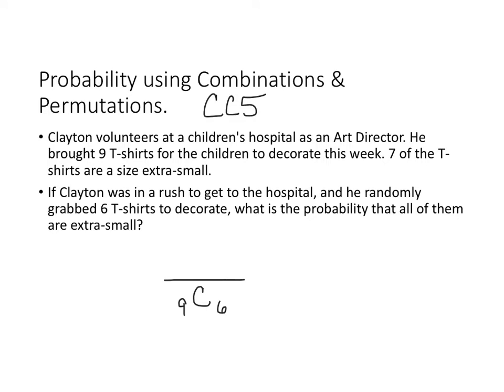The numerator, the top of the fraction, will be what we want to have. And we want to find the probability that all of them are extra small. There are 7 extra small shirts, and we want to grab 6 of those. So our numerator would be combination 7, choose 6, divided by 9, choose 6.